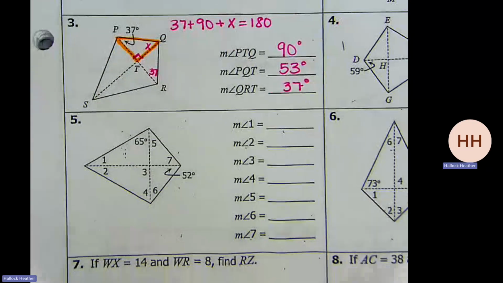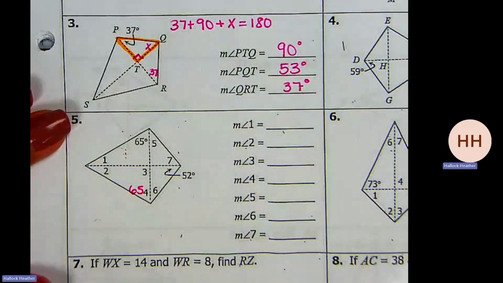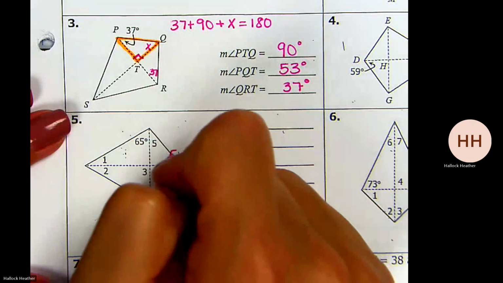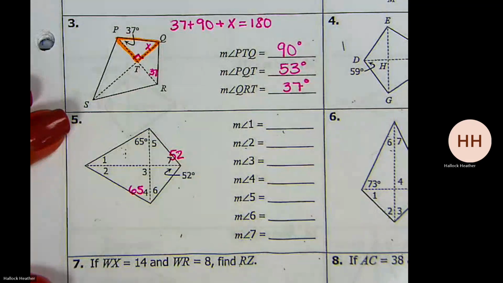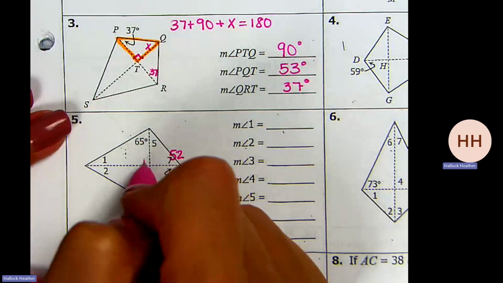Abby, where else can 65 go? Doing great. Abby, where else can 52 go? 52's here. Those are the easy ones. What about the center? What's the center always going to make all of these? All of these are 90. Good.